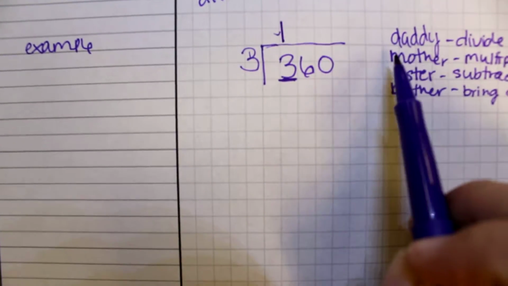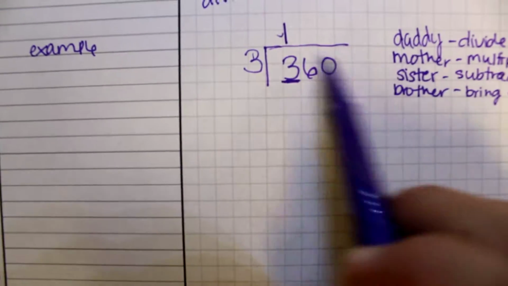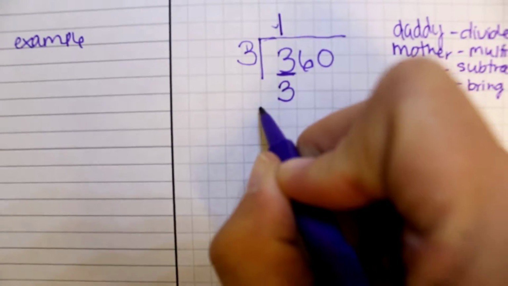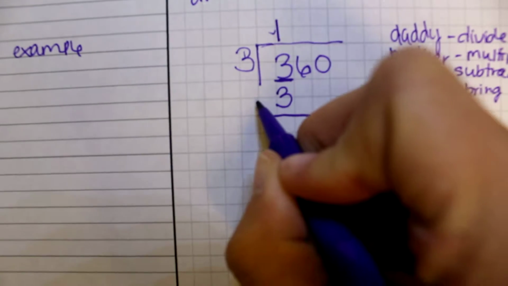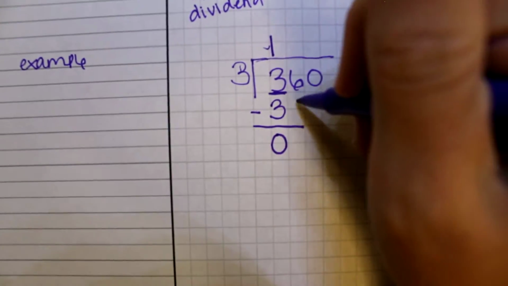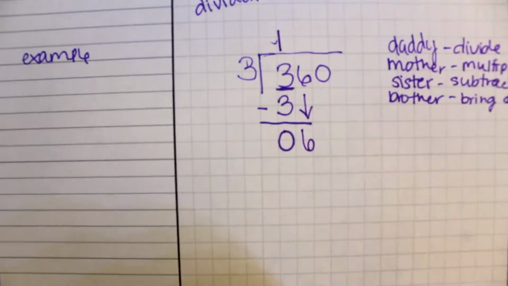Now my dad says I divide, my mother says multiply. So 3 multiplied by 1 is 3, and I'm going to write that 3 right underneath here. My sister says subtract, and I get nothing left over. And my brother says bring down, and I'm going to bring that 6 down.